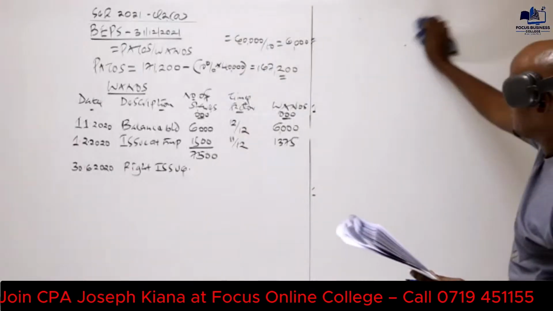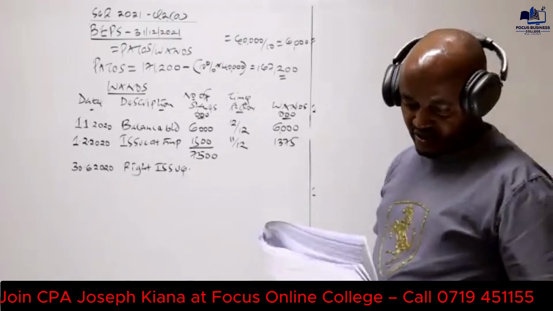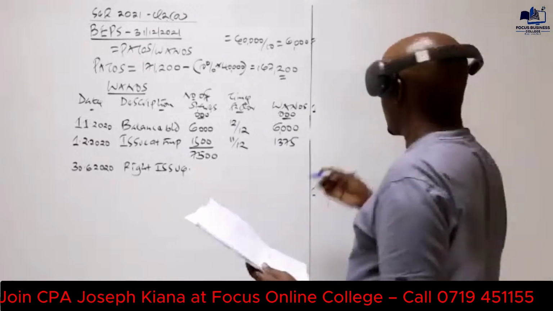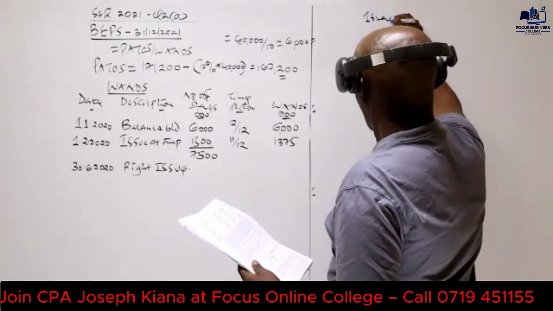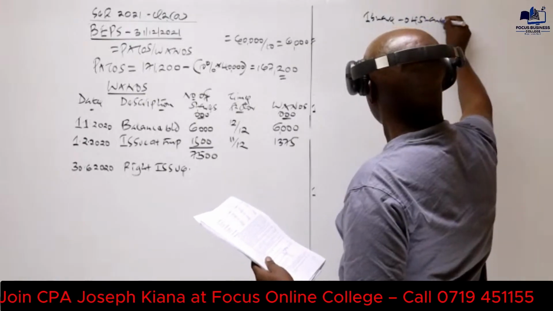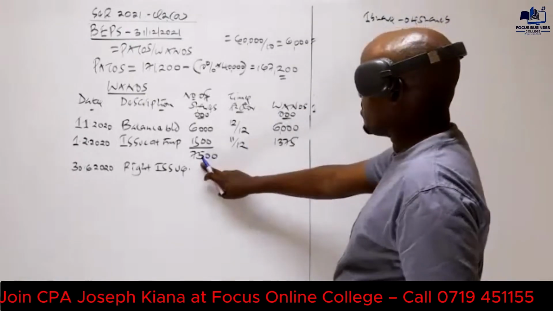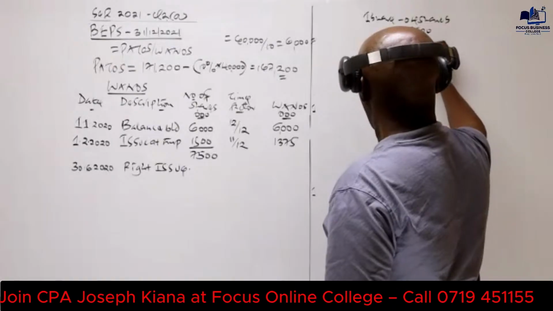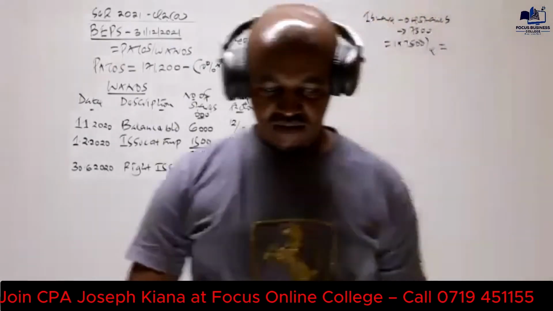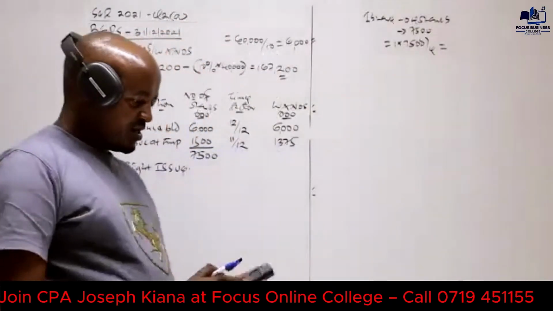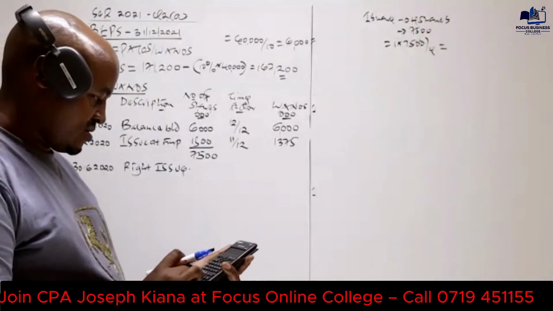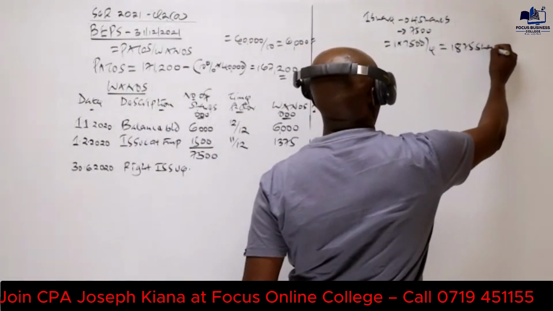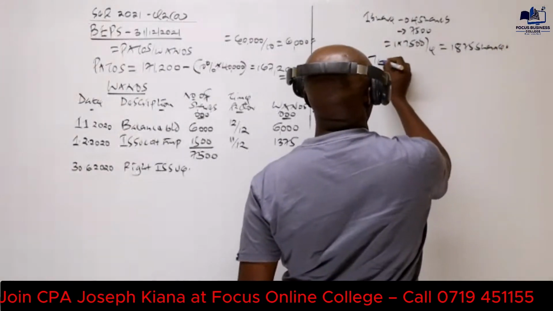Theoretical X-right price. We are told that on 30th of June, the company made a rights issue of 1 ordinary share for every 4 shares held. So we know the shares held before are 75. We have 1 times 75, divided by 4. This gives us 18.75 shares. Then we compute the theoretical X-right price.